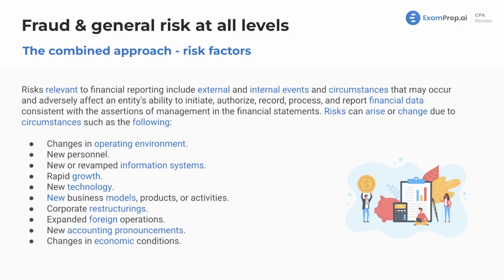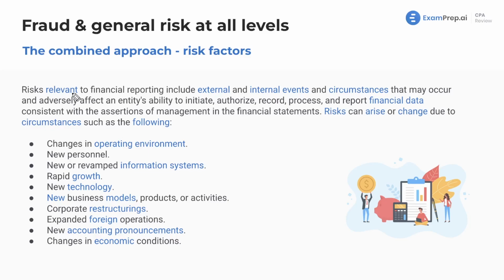Let's dive right into some risk factors. The risks relevant to financial reporting include external and internal events and circumstances that may occur and adversely affect an entity's ability to initiate, authorize, record, process, and report financial data, consistent with the assertions of management in the financial statements. This is a sentence if there ever was one, right? It just goes on and on. All this is just beyond wordy, right? I'm going to break it down.